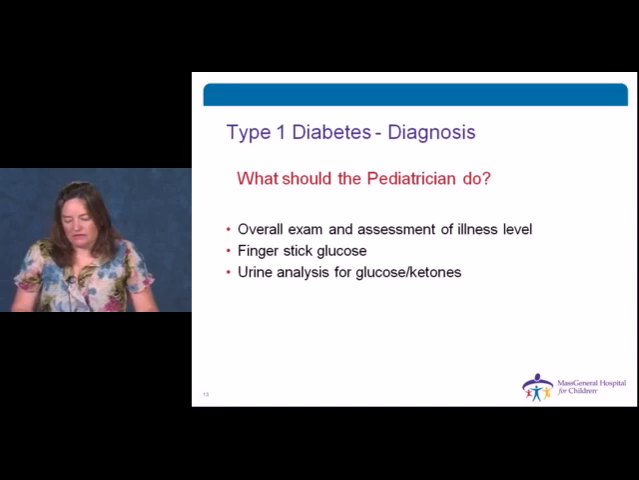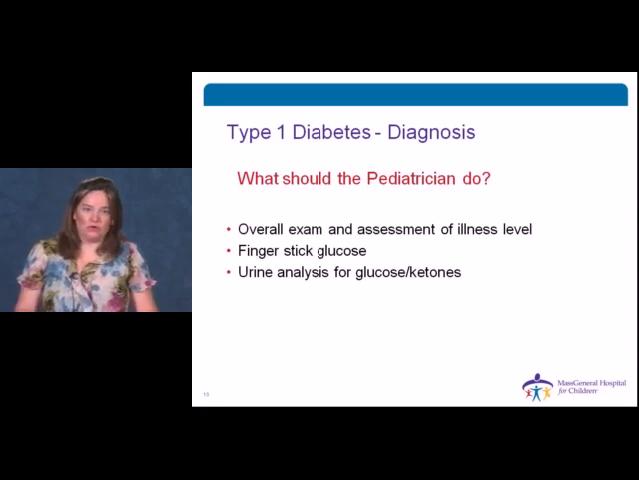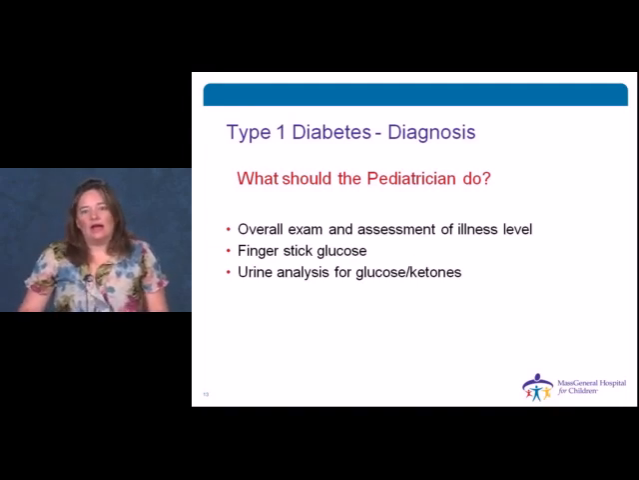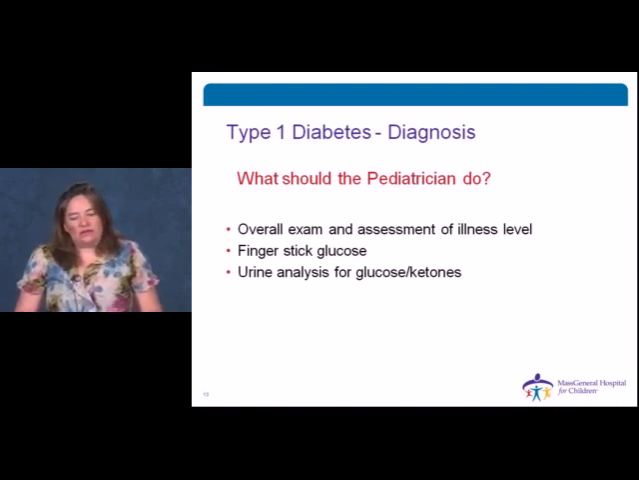With these symptoms and a suspicion, what should the pediatrician do first? An overall exam and assessment of the illness level, as always, is really the mainstay. If there is availability for finger stick glucose, that's great for confirmation. Otherwise, if there's availability for urine analysis for glucose and ketones, that's really equally as good and helpful, because you can really triage based on the presence of ketones and the level of illness.